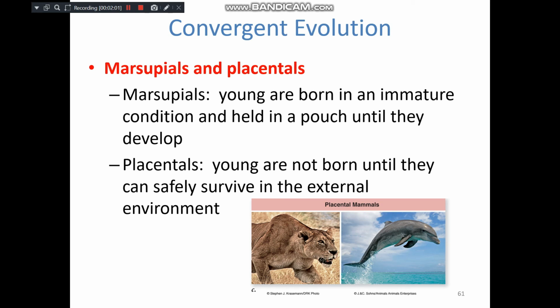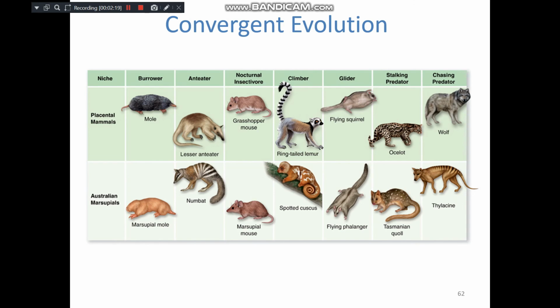You know, marsupials are the one which have the marsupium, where the young ones are born in a most immature condition, and then they are kept in the pouch for further nourishment. Placentals, until they are born, are very safe in the uterus of the mother because there is a placenta. All this convergent evolution, you can see. This is the placental mole, and this is the Australian marsupial.